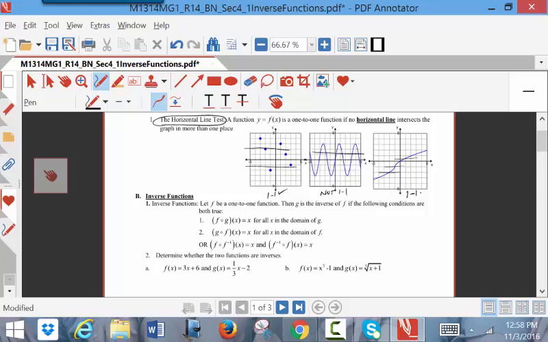So it is one-to-one. The reason it's important for it to be one-to-one is you cannot have an inverse of a function unless the original function is one-to-one. So your original function must be one-to-one for an inverse to exist. So then it takes me into inverse functions.